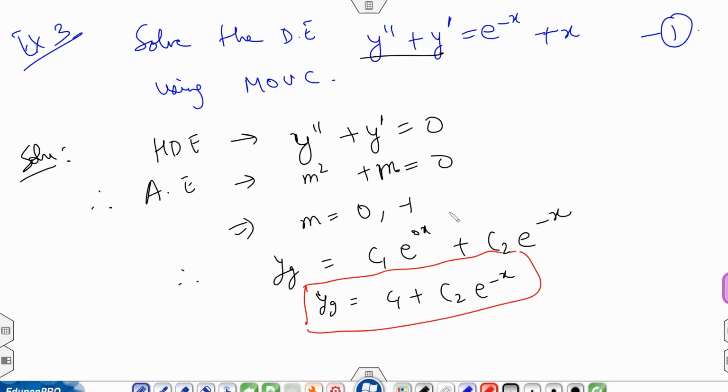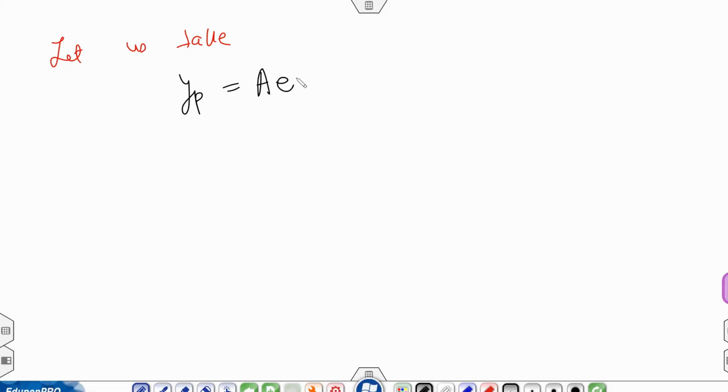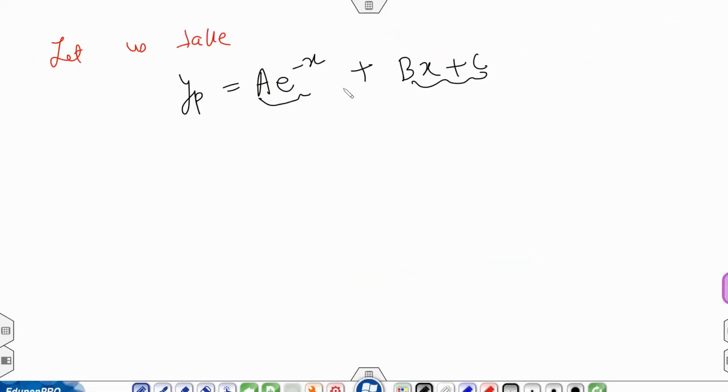So half of the work is done. Now we have to find out yp by looking at this rx. Let us take yp is equal to, see here it is a combination of e to the power minus x plus x. So for this we need to take a trial solution like this, and for x we will take a general polynomial. So just divide it into two halves, take a trial solution for each independently, and sum both of them. So this will be the trial solution for the given rx.